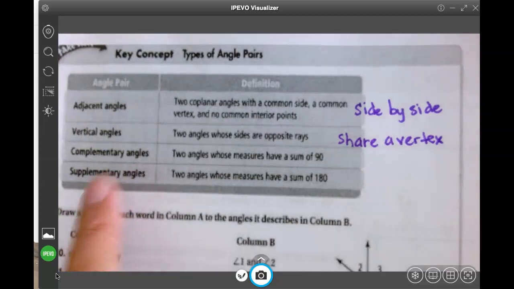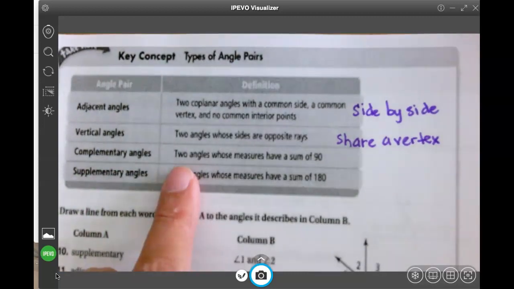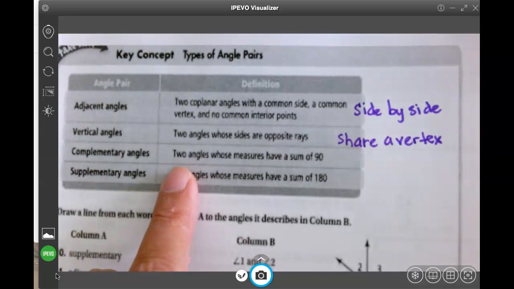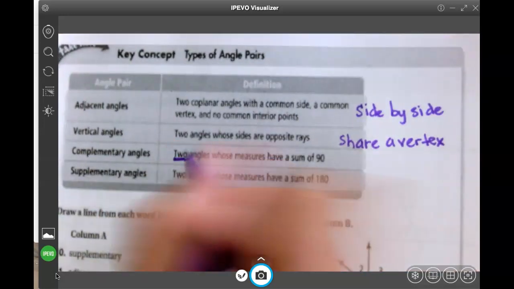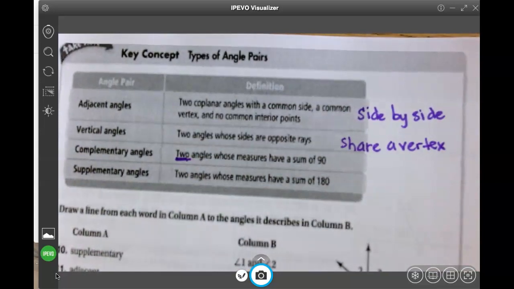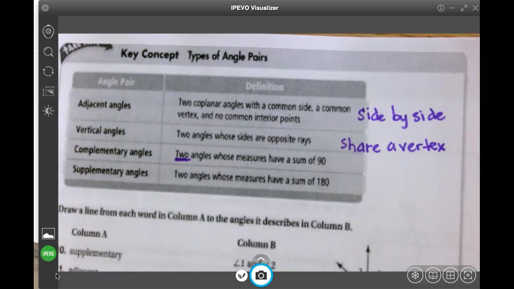Complementary angles you've probably heard of before. One thing I want to point out is this. Complementary angles are 2 and only 2. So it can't be 1, it can't be 3, it has to be 2. 2 angles whose measures have a sum of 90 degrees. Those angles can either be adjacent to each other, so they could be side by side, or they could be in a different picture altogether. As long as they add up and they're 2 angles to equal 90 degrees, then they're complementary angles.